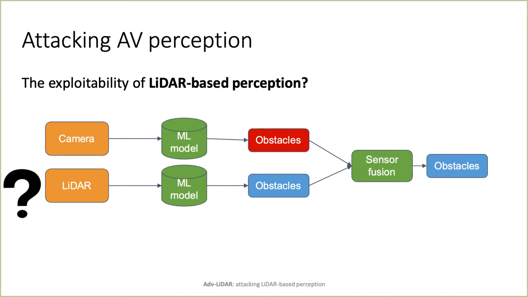So this paper is exploring, well, what if we can not trust LiDAR anymore? What if we can also fool LiDAR into producing these fake obstacles? Then this kind of ensemble method isn't going to work if we can fool both of the models in the ensemble.